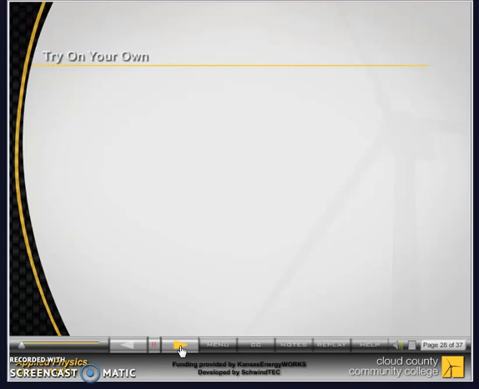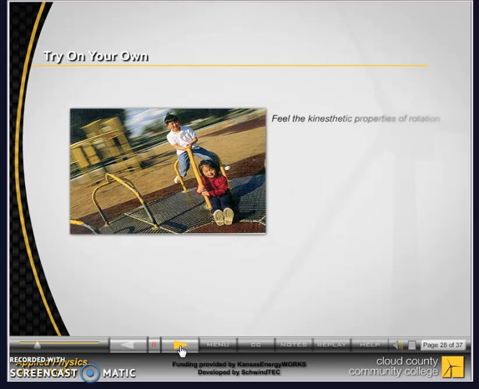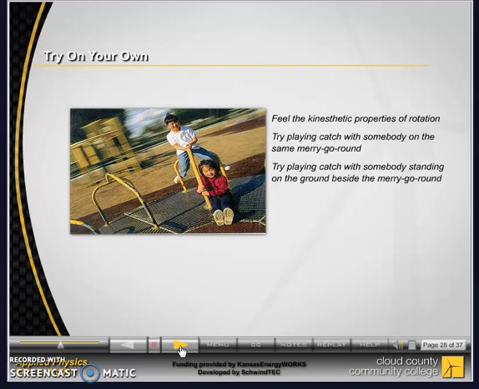If you live near a park that has a merry-go-round, it is sometimes fun to just go and sit on the merry-go-round and get pushed. Feeling the kinesthetic properties of rotation can be a great learning experience too. While you are sitting on the moving merry-go-round, try playing catch with somebody on the same merry-go-round, or somebody standing on the ground beside the merry-go-round. Think about the perspective of what the ball would look like from each of these positions.